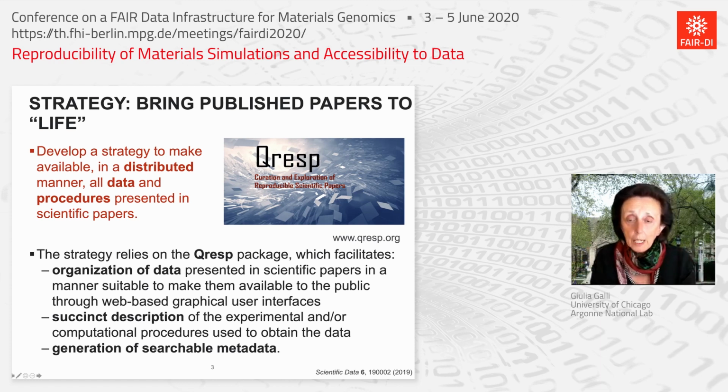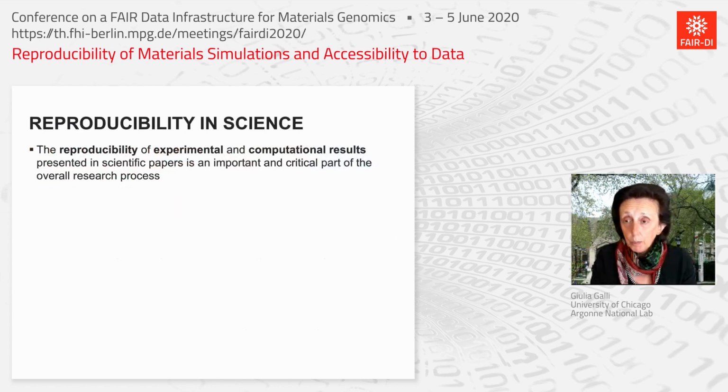But before we get to an explanation of how this is done and what it looks like when you make your data available, let's step back for a minute and talk a little bit about why we want to do this. Of course, the reproducibility of experimental and computational results presented in scientific papers is a very important and critical part of the overall research process.